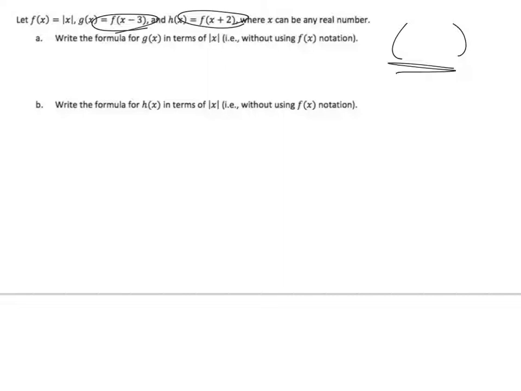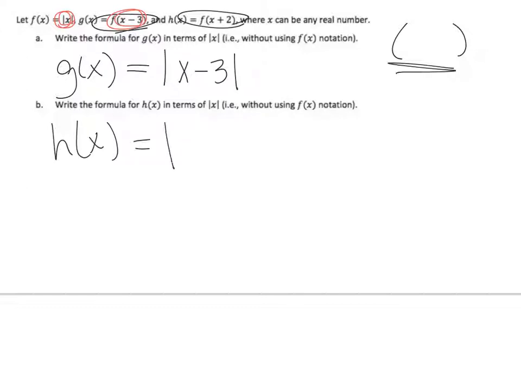So first of all, let's write a formula for g of x in terms of absolute value x. So that means I'm going to change my g of x, and this is why we practiced this in the first half of the unit. I'm going to have absolute value x minus 3. So if you look, instead of x in the absolute value, we're putting x minus 3. And then the next one is h of x is absolute value x plus 2, which means instead of that x, we're going to put x plus 2 in there.